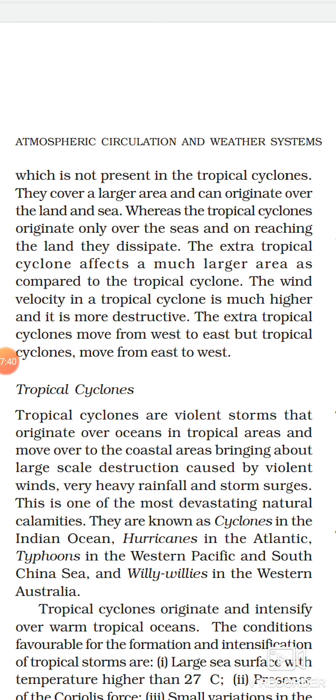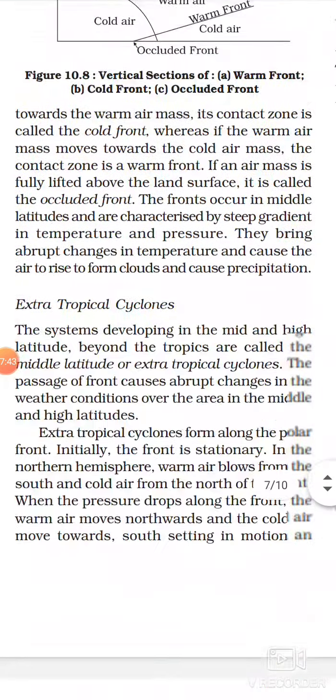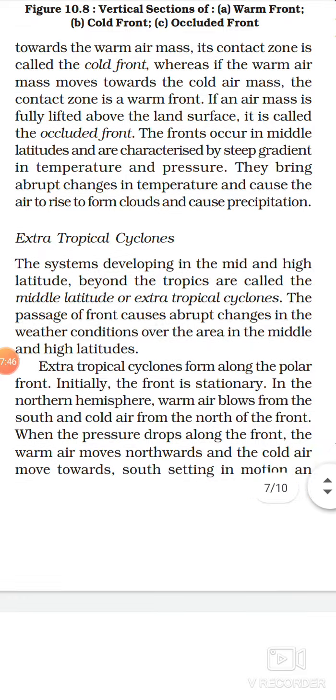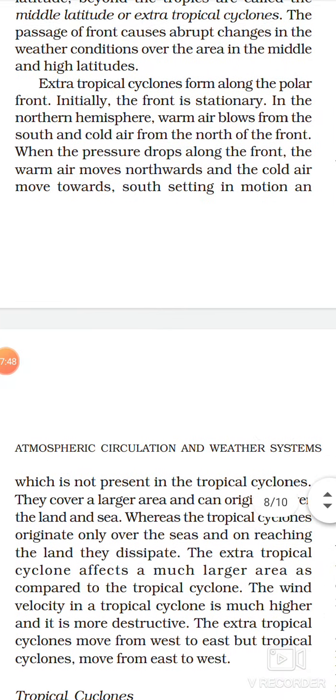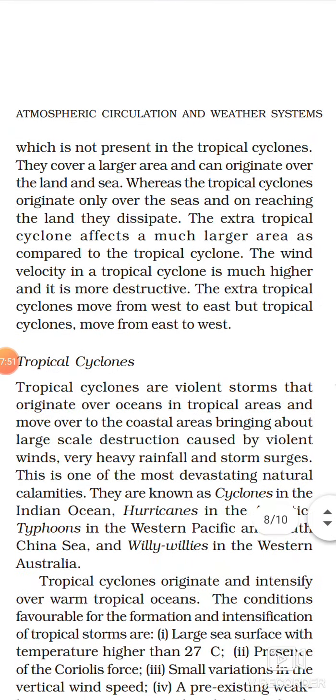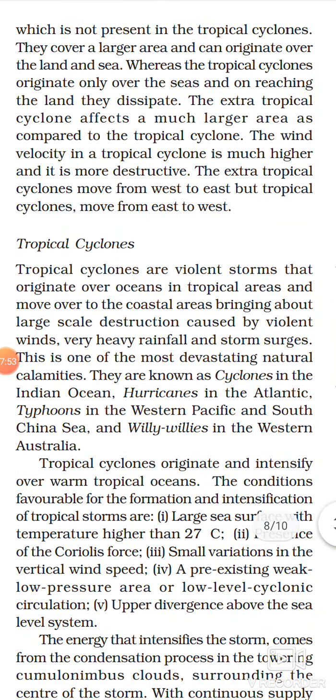Obviously the extratropical cyclones will have a larger extent of area than the tropical cyclones. Tropical cyclones originate only over the sea, and on reaching the land they dissipate. The extratropical cyclone affects a much larger area compared to the tropical cyclone. The wind velocity in tropical cyclone is much higher and it is more destructive. Extratropical cyclones move from west to east, but tropical cyclones move from east to west.